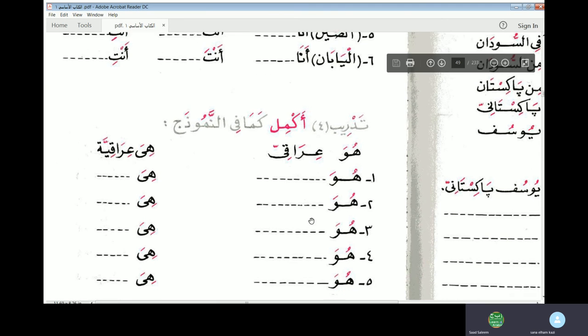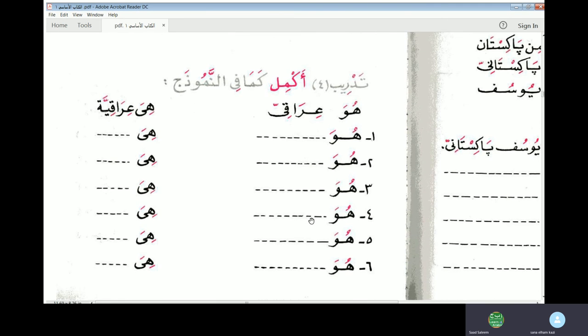تدريب الرابع. أكمل كما في النموذج الموجز, complete like in the example. هو عراقي, هي عراقية, he is Iraqi, she is Iraqi. هو كويتي, هي كويتية, he is Kuwaiti, she is Kuwaiti. هو بريطاني, he is British. هي بريطانية, she is British.